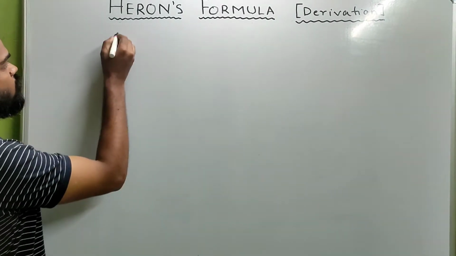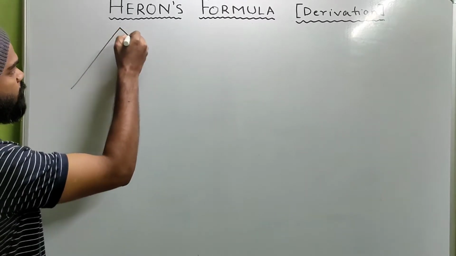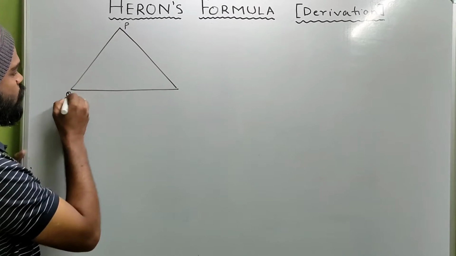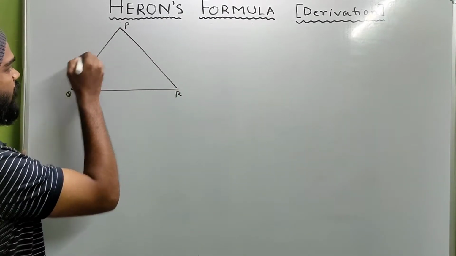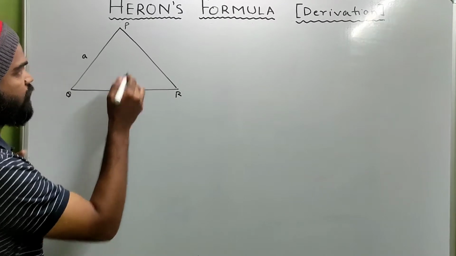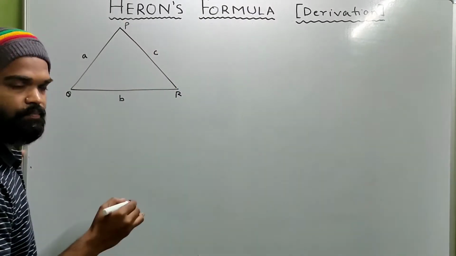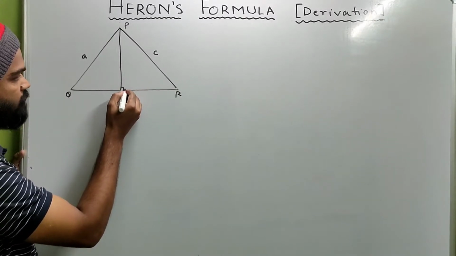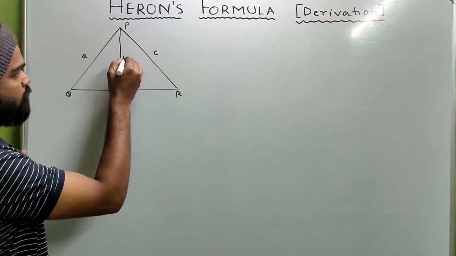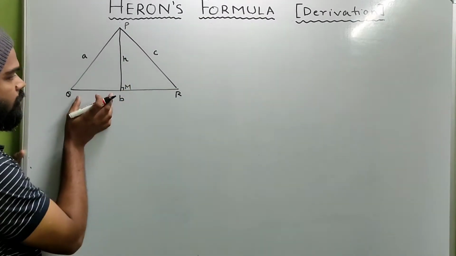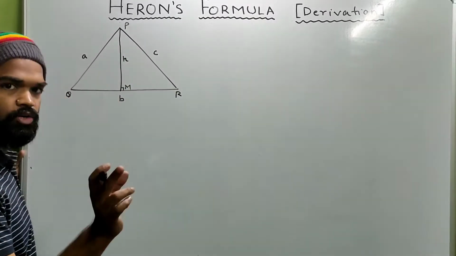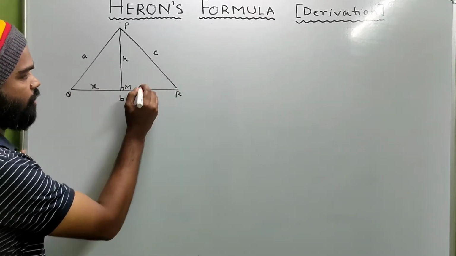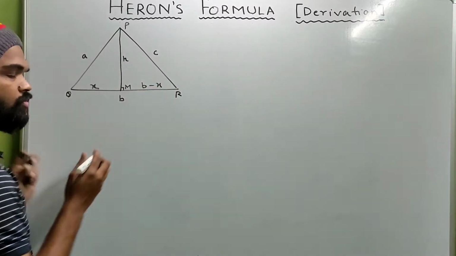Now let us take a triangle, suppose PQR, where PQ is a unit, QR is b unit, and PR is c unit. From P, I'll drop a perpendicular PM, suppose, whose length is h unit. Over here, QR is divided in two parts. QM I've taken as x, then MR will be b minus x, because the entire thing was b.